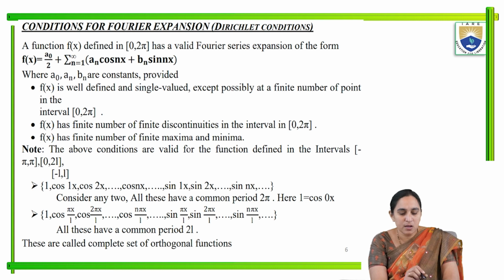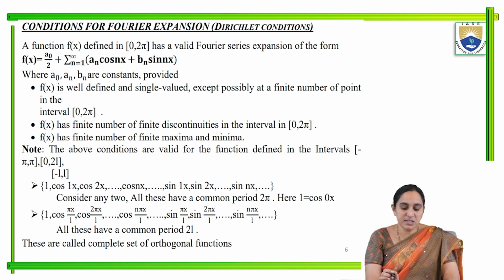Here cos 1x, cos 2x, and cos nx. Consider any two. All these have a common period 2 pi, right? And here cos 0x, cos pi x, cos 2 pi x. All these have a common period 2l.